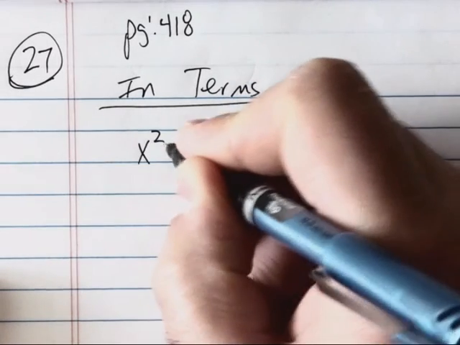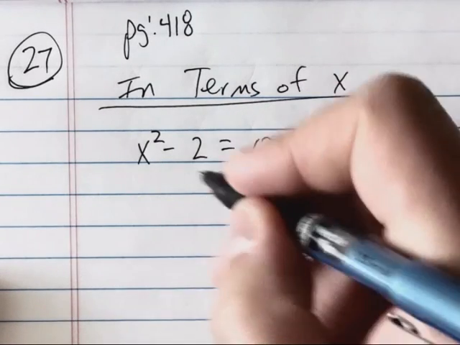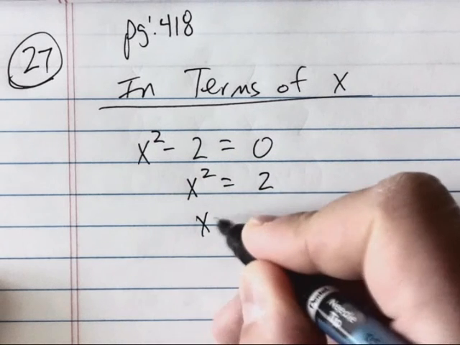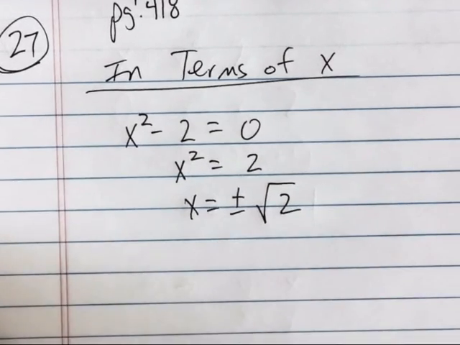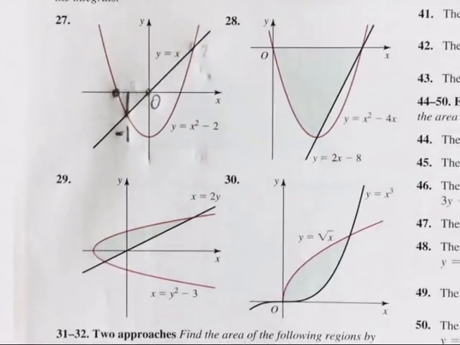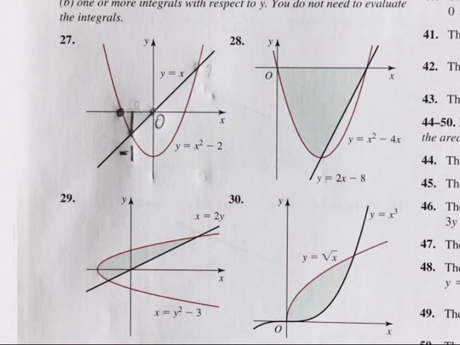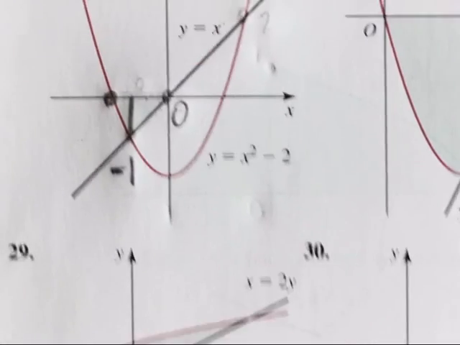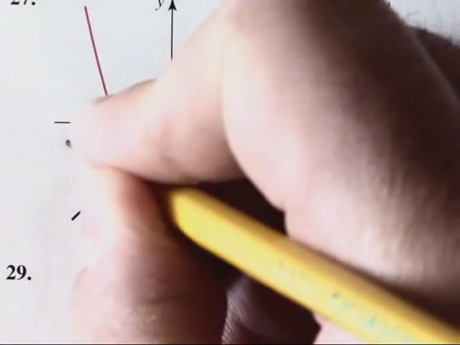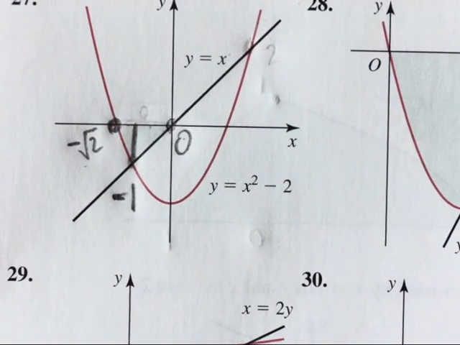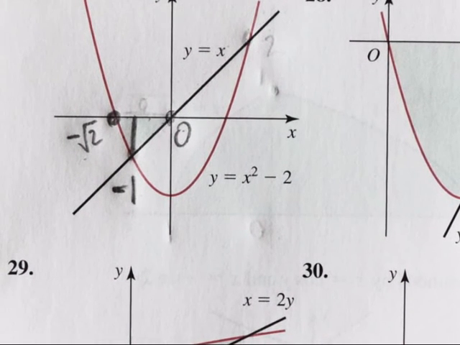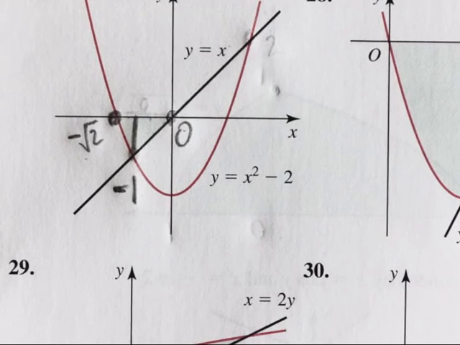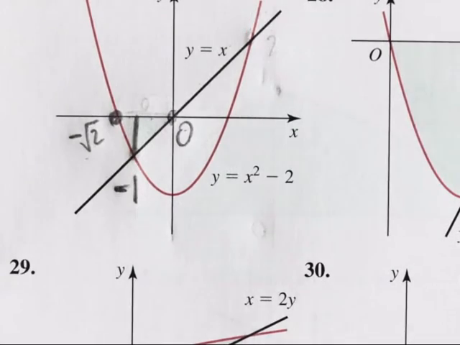So x squared minus 2 equals 0. So we get x equals positive and negative root 2, and that is our 0 value. So obviously we know that this is going to be negative root 2 since it is to the left of 0. So this is negative root 2. That gives us our a, our b. We know our top and our bottom functions here, so I think we have enough to write our integral. So let's work this out.